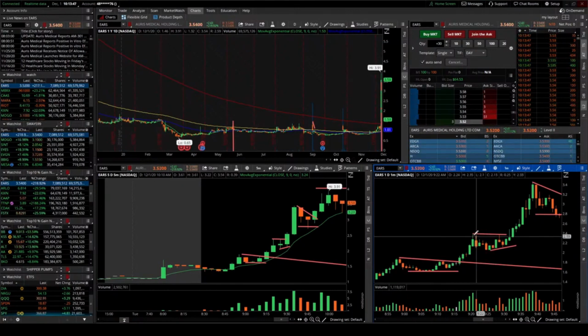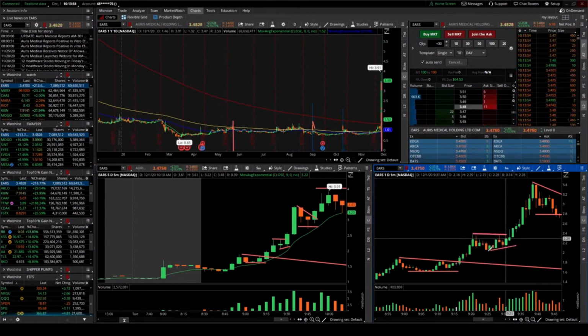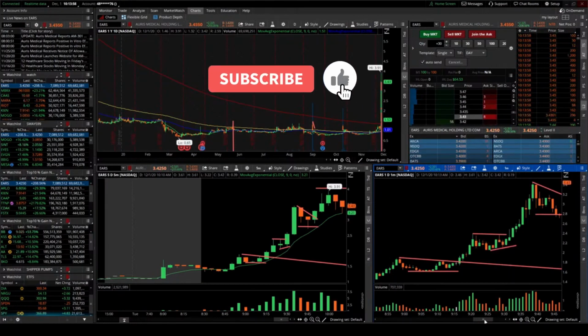Same thing here. Right there, you got the resistance line across. It wasn't really a downtrend, but it's across. And then your bottom support line is pointing up, so it's another triangle.